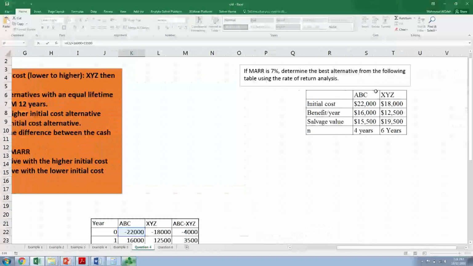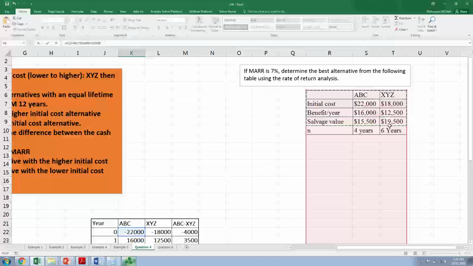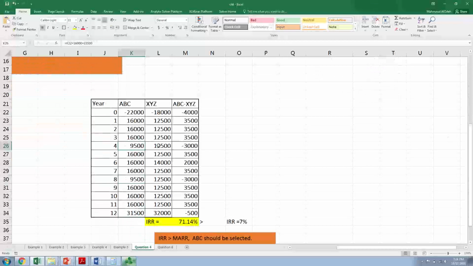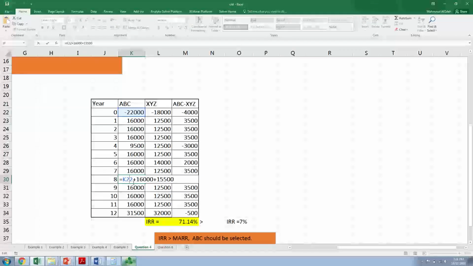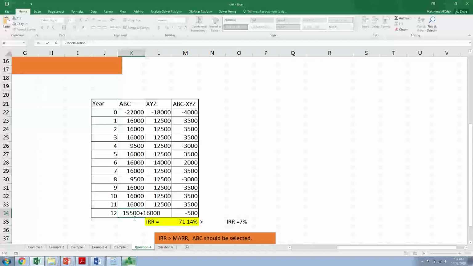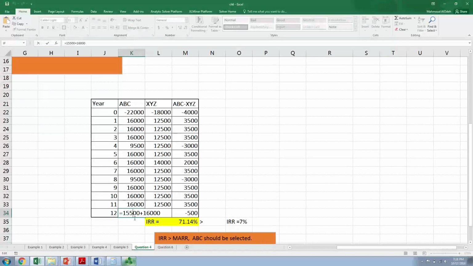And you're still gonna get the benefits. So same thing for year 8. You're gonna buy a new alternative and receive the salvage value from the old alternative. Last year, which is year 12, you're not gonna replace the alternative. You're gonna get the benefit and the salvage value. So that would give you the 31,500 as a net cash flow for year 12.